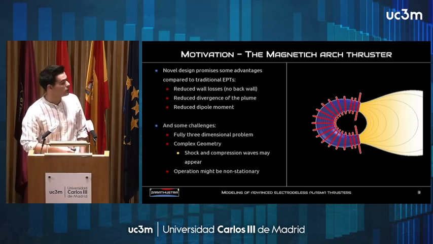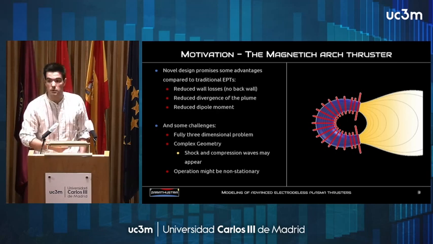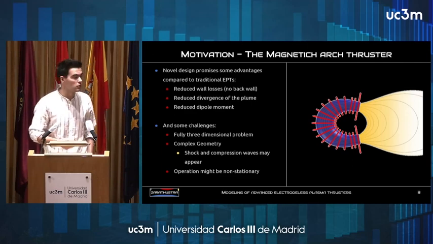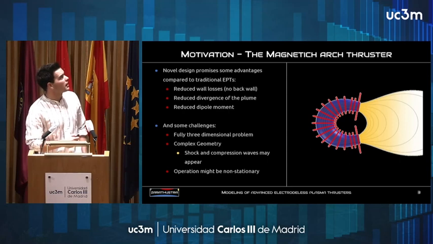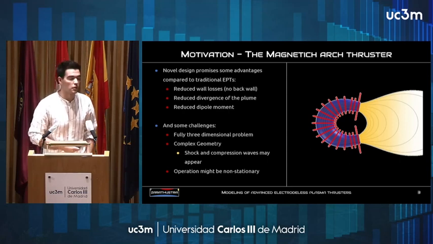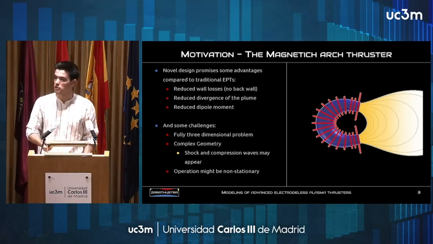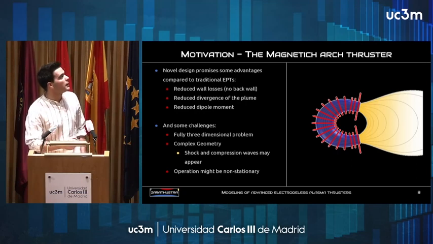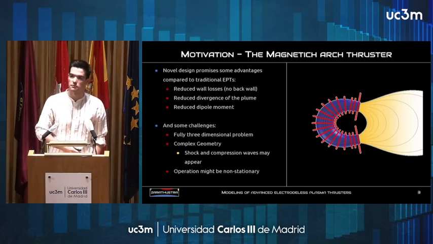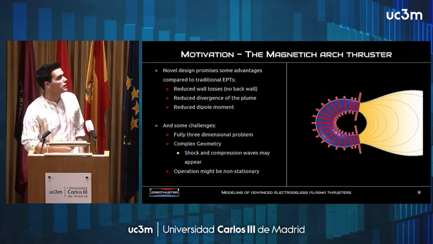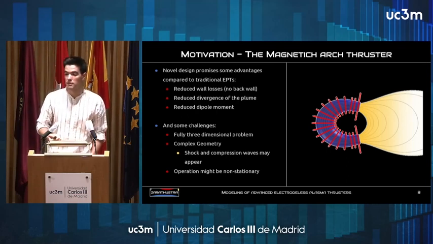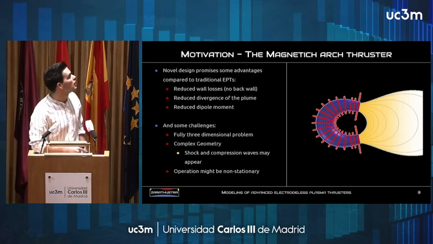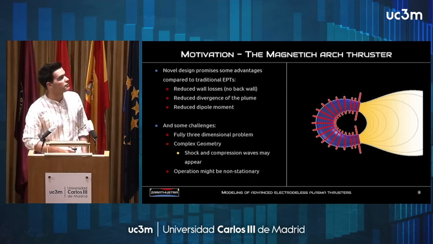As Celian said, the magnetic arc thruster is a novel design for an EPT that was patented here in the EPT group. And as he said, it has, in principle, some advantages with respect to traditional EPTs, such as reduced wall losses and smaller plume divergence. But it also presents some challenges in terms of the simulation. First, now we have a fully three-dimensional problem, which is computationally expensive. And we also have complex geometry.